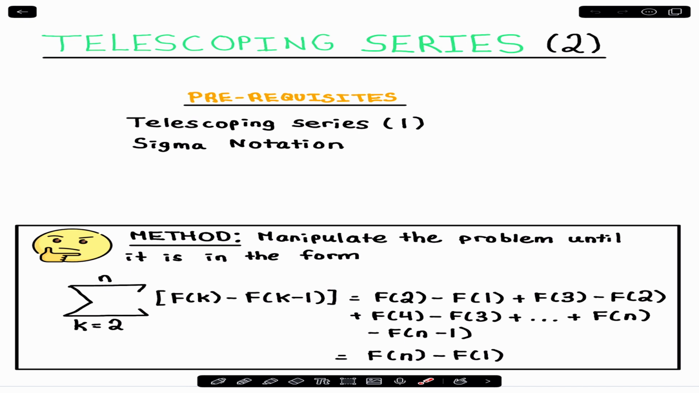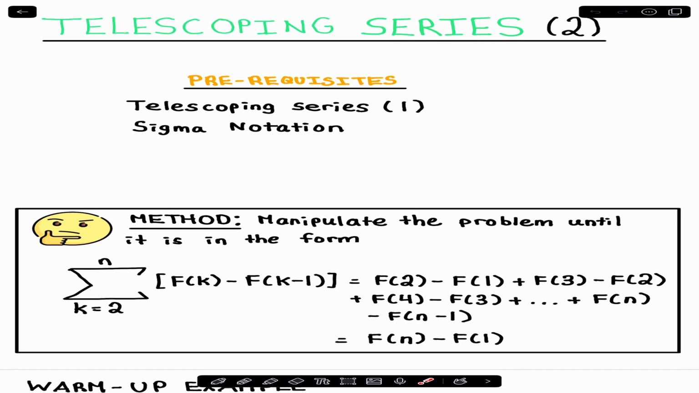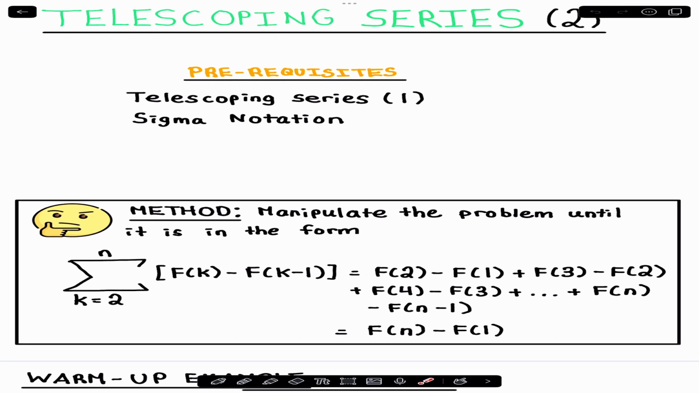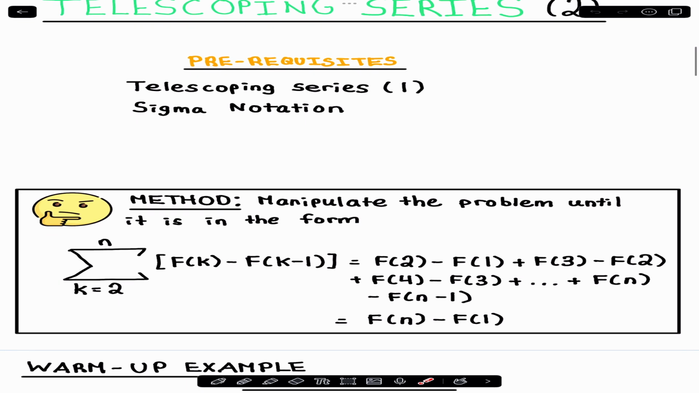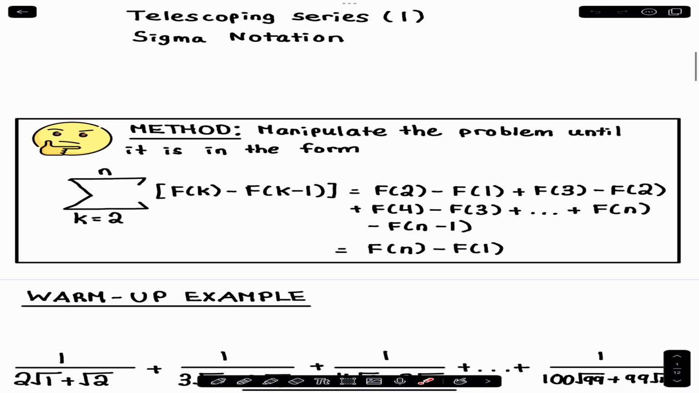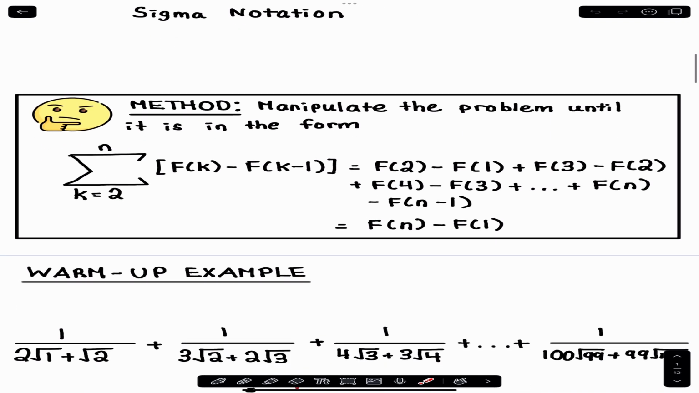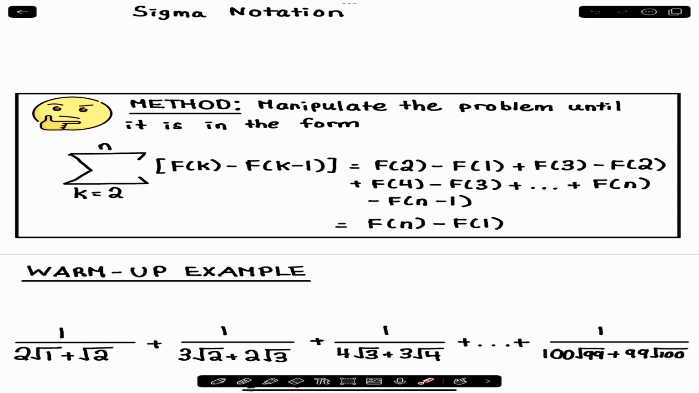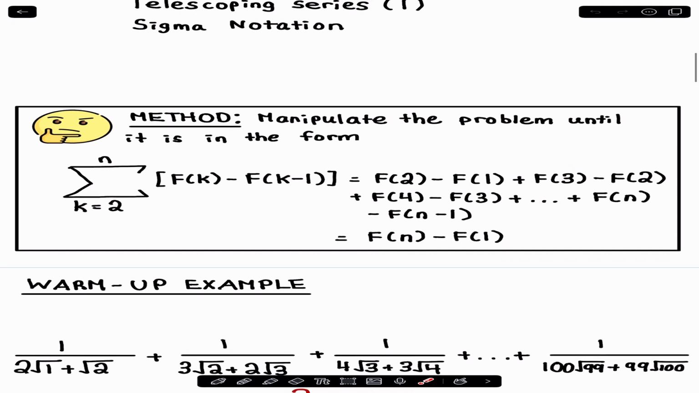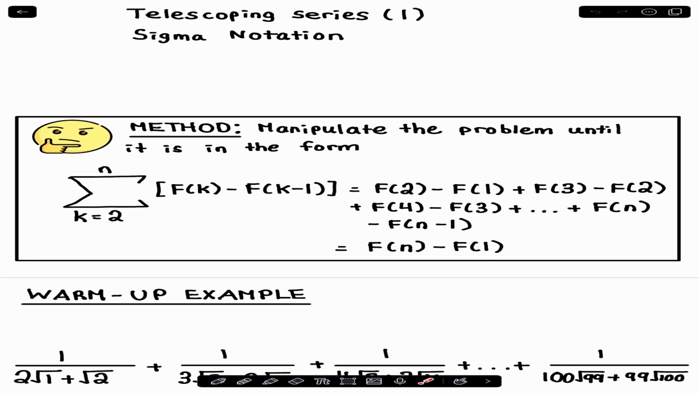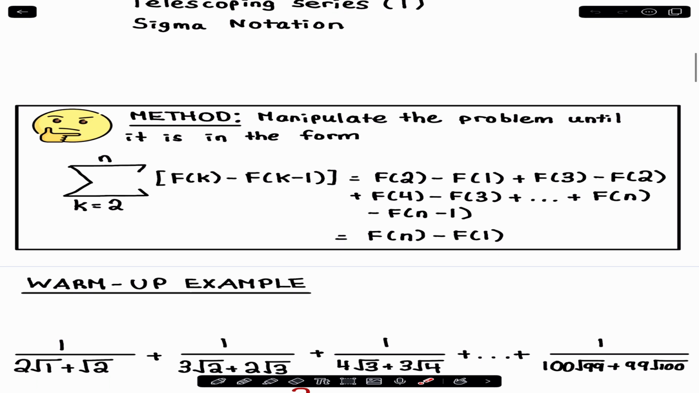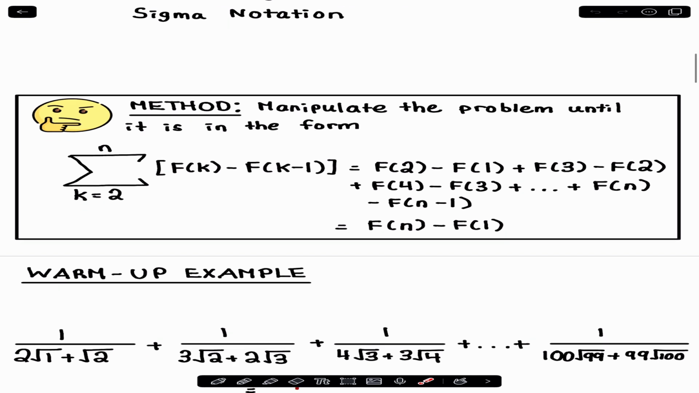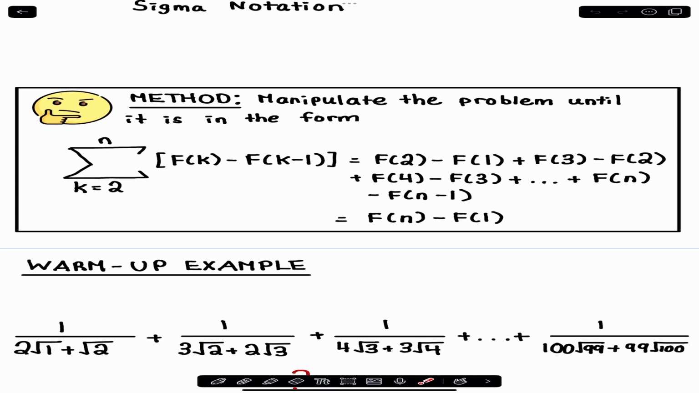So, as always, we have a method that we want to follow in order to evaluate these types of problems. Basically, our goal is to manipulate the problem because we like manipulating in math. We like making things easier for us, and to get it into a form that we are very familiar with. So it says over here that we want to manipulate this problem until it is in a specific form. And that form would be something like this.